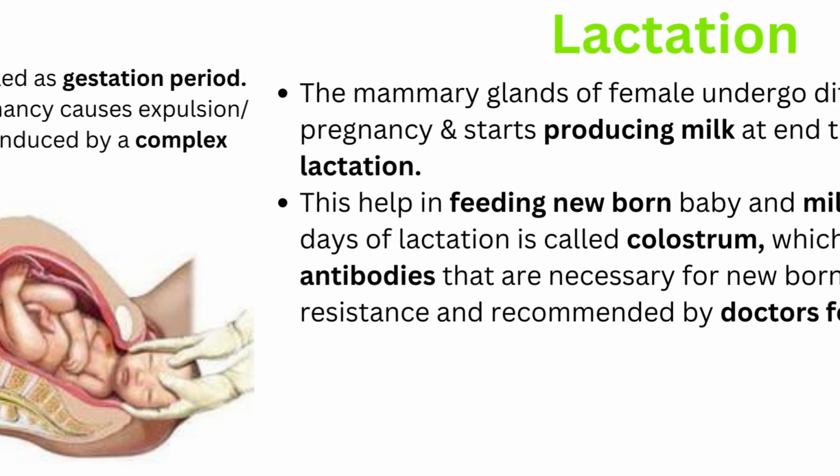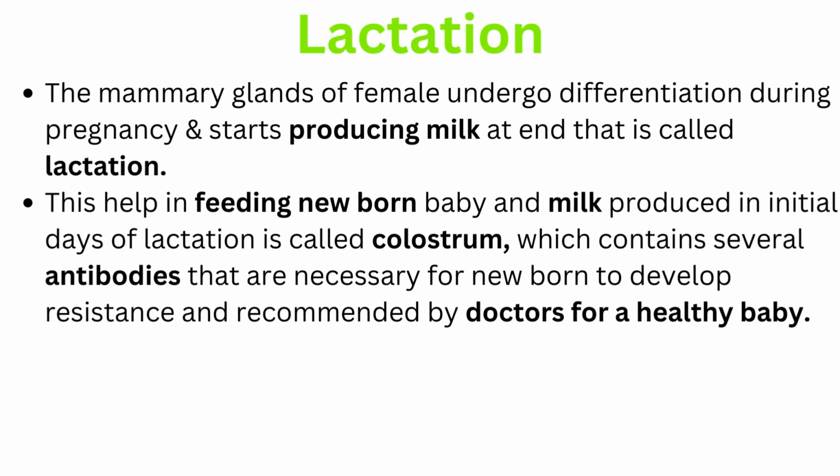Now we are coming to lactation. The mammary glands of the female undergo differentiation during pregnancy and start producing milk at the end, that is called lactation. This helps in feeding the newborn baby, and the milk produced in the initial days of lactation is called colostrum. This is very important because it contains several antibodies that are necessary for the newborn to develop resistance against many diseases, and it is recommended by doctors for a healthy baby.